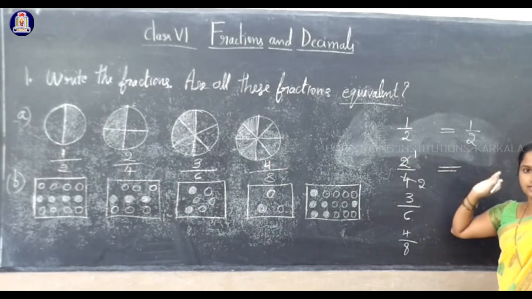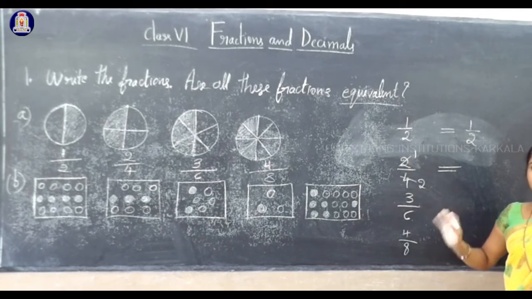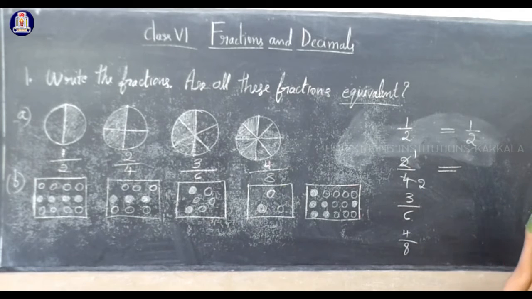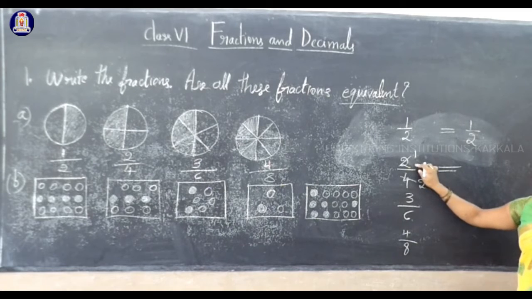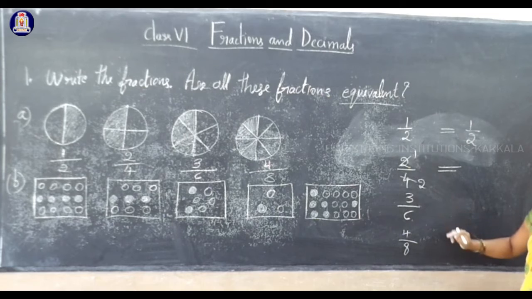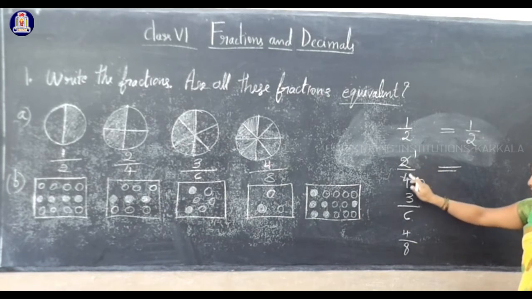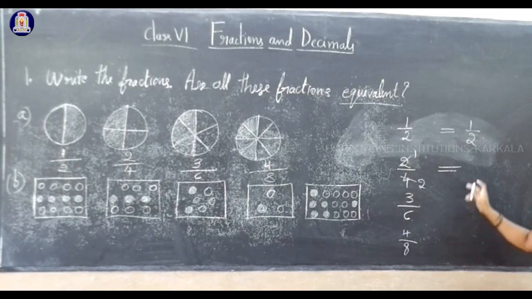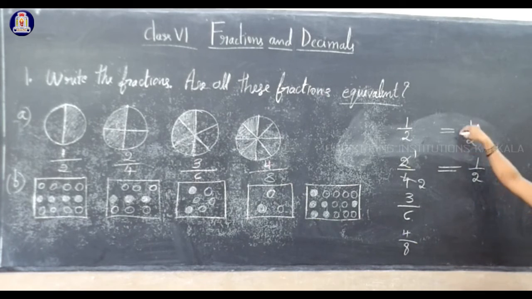When we simplify, both numerator and denominator must be divisible by the same number. So here 2 divides both numerator and denominator. Clear? 2 1s are 2, 2 2s are 4. So what is remaining? The remaining answer is 1 by 2. The first fraction is also 1 by 2, and the second fraction after simplifying we also get 1 by 2.